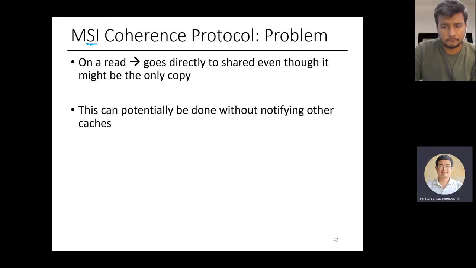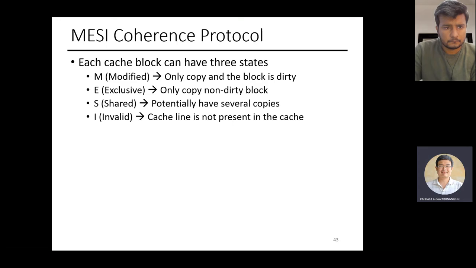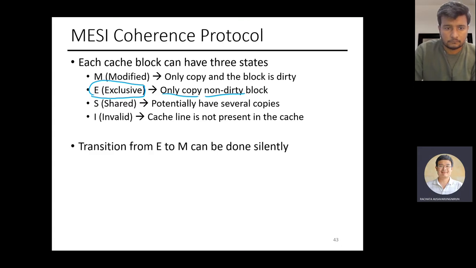The improvement to this protocol is to add one more state. It's called the MESI coherence protocol. You can add the exclusive state. If you read a computer architecture textbook, you see this as the default coherence protocol. The exclusive state dictates that I have the data, I'm the only one who has it, and I have not written to it yet. So it's a non-dirty block, and I don't have to update the level 2 cache. If I issue a write to the cache block and I have the only copy, I can transition from E to M.